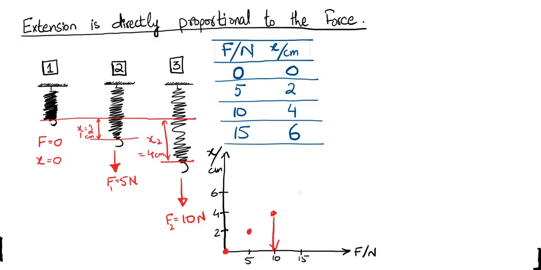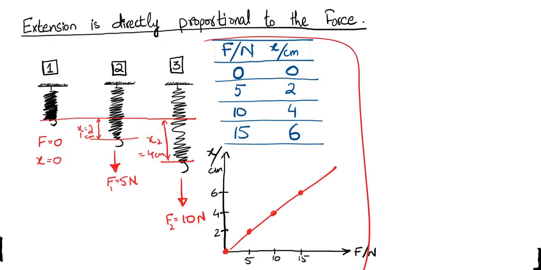4 centimeters extension. 15 Newton force gives us an extension of 6 centimeters. 15 Newton force will give an extension of 6 centimeters. और इन सब points को join करें तो we will get a straight line. Roughly अगर इसको मैं draw करूं, but you get the idea. So ये it will be a straight line passing through the point 0, 0, passing through the origin, क्योंकि 0, 0 को हम कहते हैं origin. तो ये जो behavior है, this is a behavior of directly proportional.